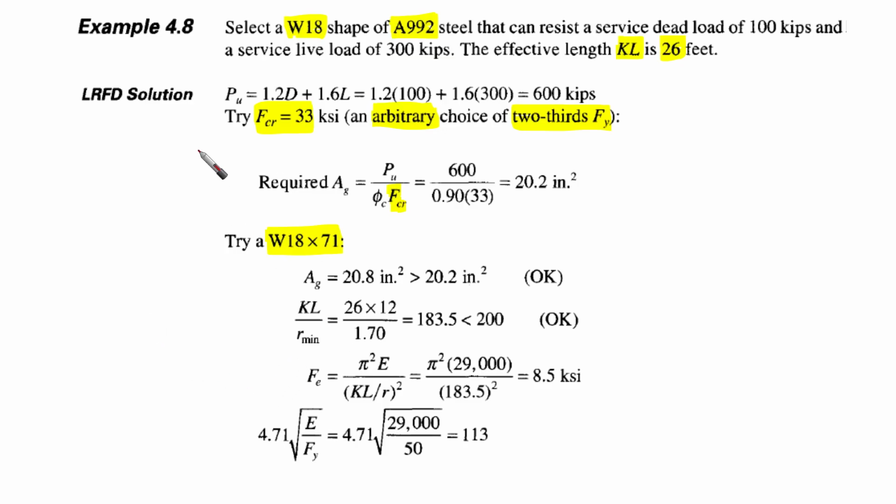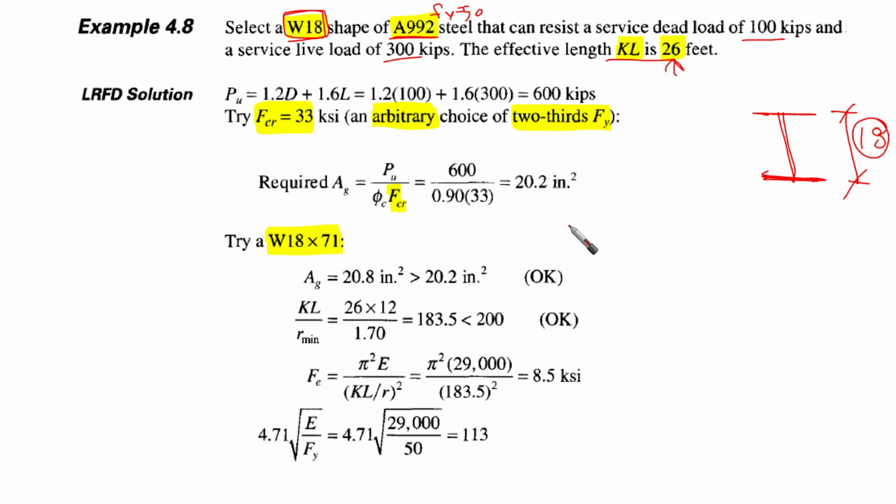Okay, now here the example is given like this. Select a wide flange with the depth of 18. So the wide flange and the depth are already given for us, which is 18. The shape is A992, which means that our Fy equals 50, that can resist a service dead load of 100 kips and a service live load of 300 kips. The effective length is 26. That's important. Our KL equals 26.